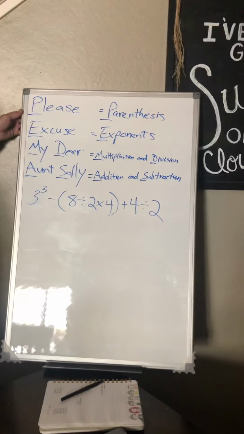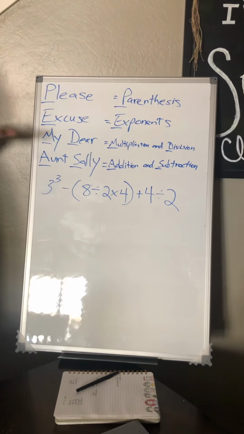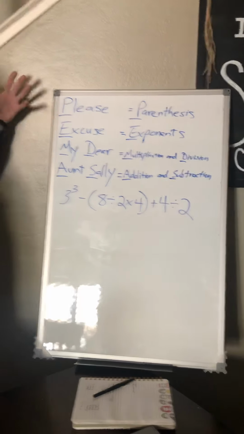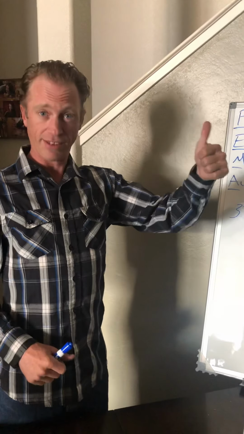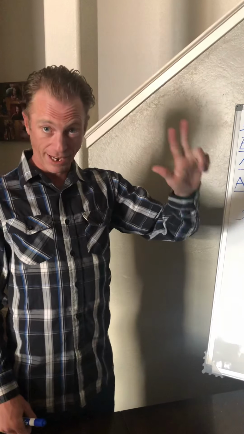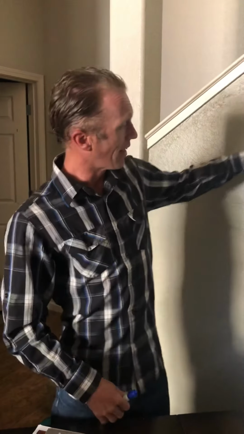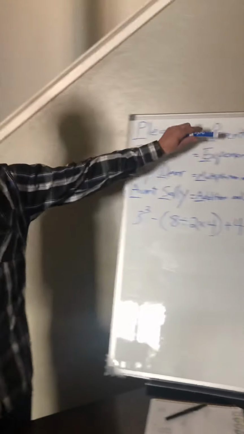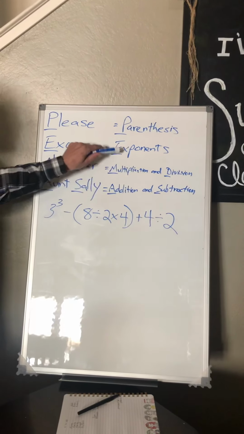Now, we all know, or we may have heard about, Please Excuse My Dear Aunt Sally. There's one problem with Please Excuse My Dear Aunt Sally, and that's when you learn it, it seems to be 6 different things. Please, parentheses; Excuse, exponents; My, multiplication; Dear, division; Aunt, addition; Sally, subtraction. The problem with that is that My Dear needs to be one thing, and Aunt Sally needs to be one thing. When you're going through order of operations, parentheses is always first, exponents is always second.